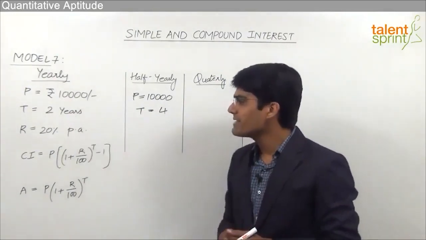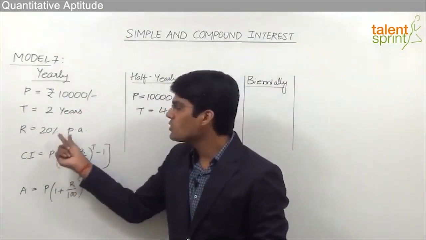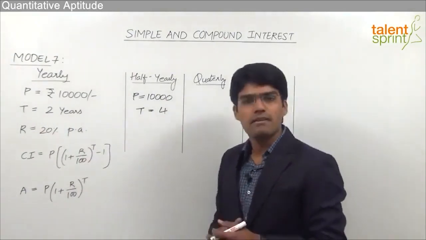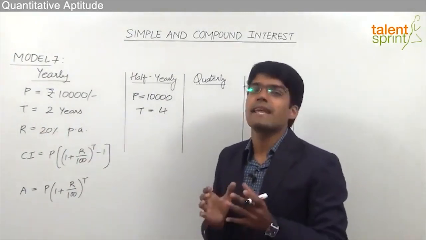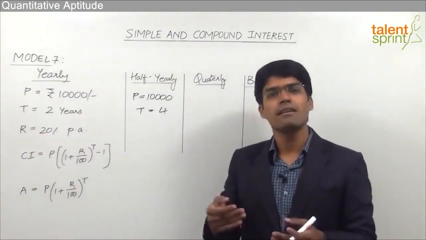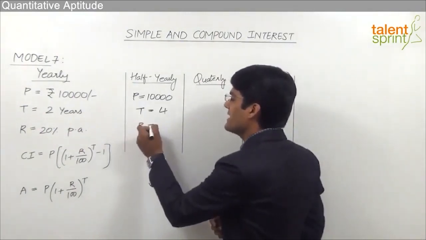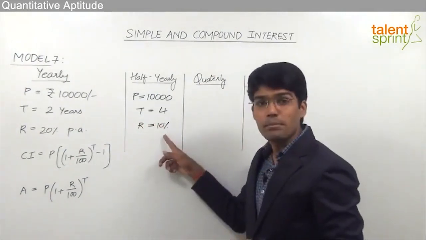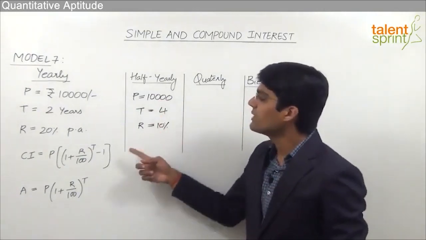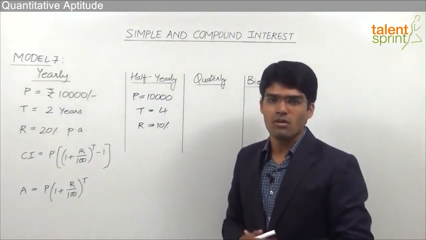And coming to rate of interest, it is equal to 20% per annum. So for yearly compounding, R should be equal to 20. That is 20% for 1 year. But since this is a half-yearly compounding, R should be taken as 10% only. Why? Because for 1 year, if it is 20%, for half a year, the interest generated will be only 10%. So R here should be taken as 10%. This is 10% per period, where the period is equal to 6 months. So with the help of these three values, we can substitute in the formula and get the required answer. That is either the compound interest or the amount.